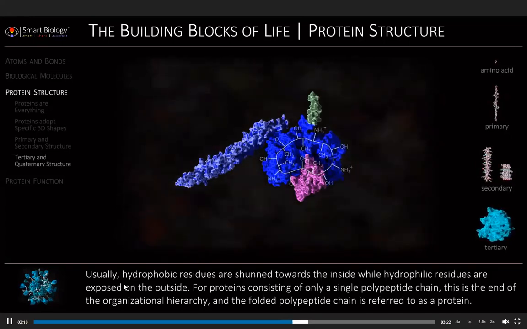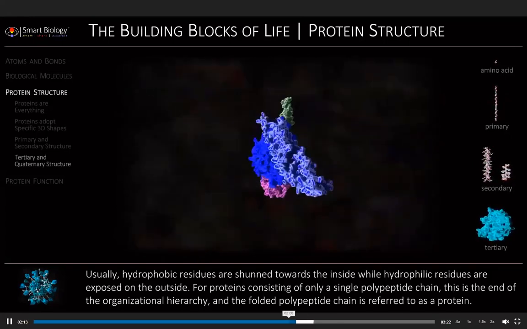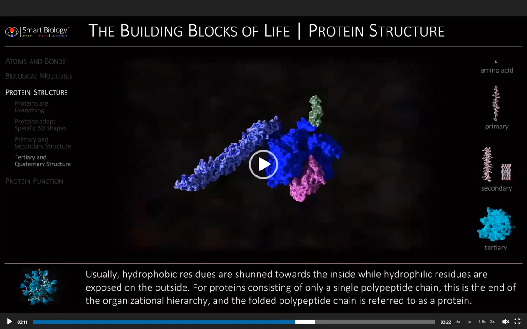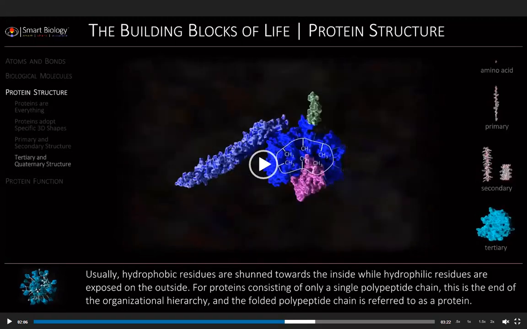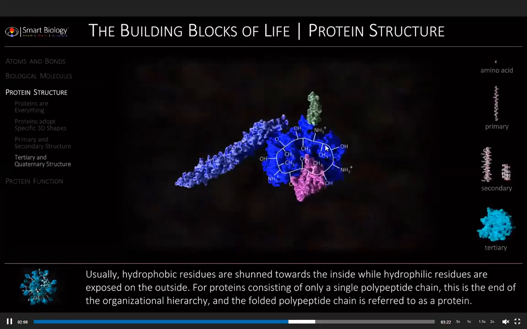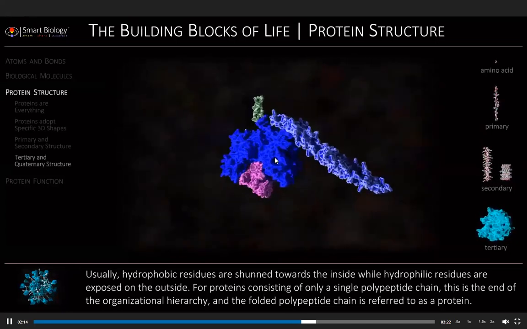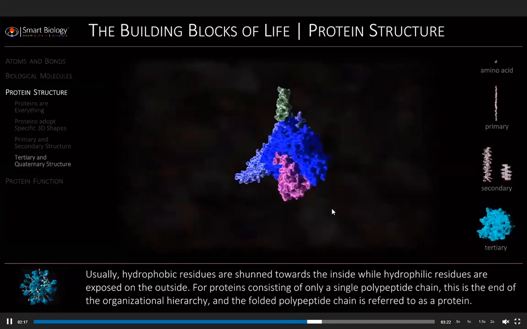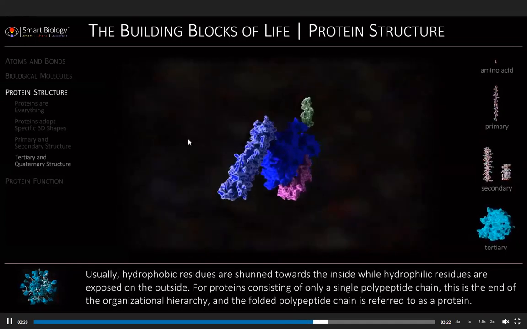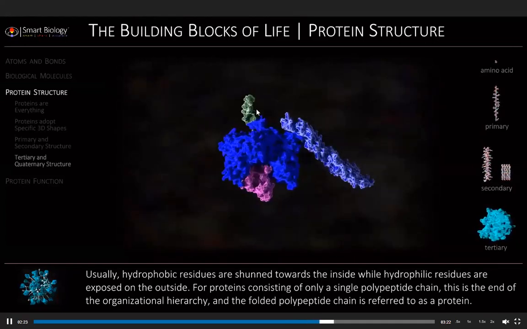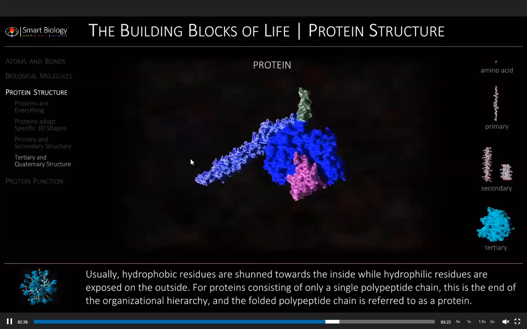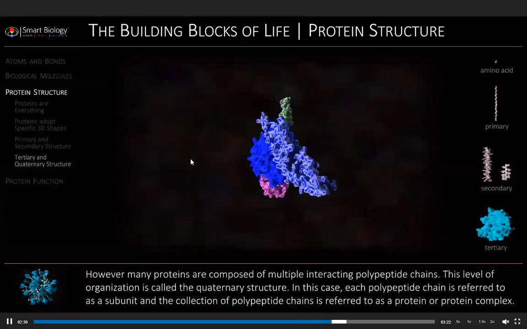So you can see here the hydrophilic residues. Let me just go back a few seconds. You can see here all the groups that make it hydrophobic are located towards the inside, and the OH groups and the hydrogens are all located towards the outside. That's what gives hydrophilicity to the protein.